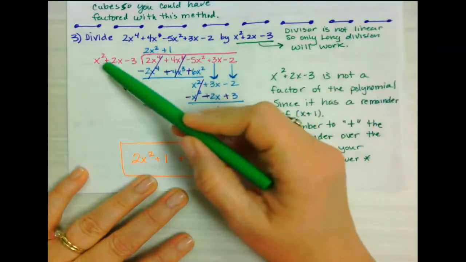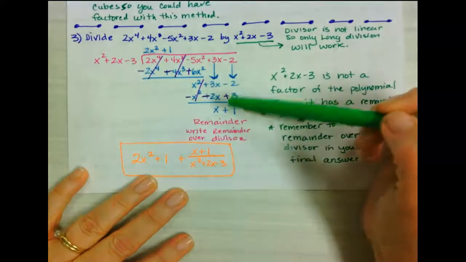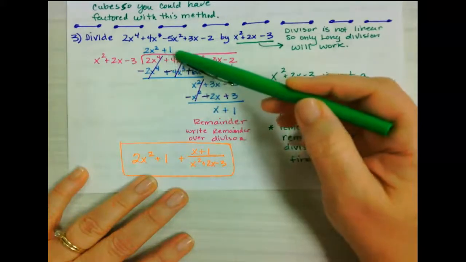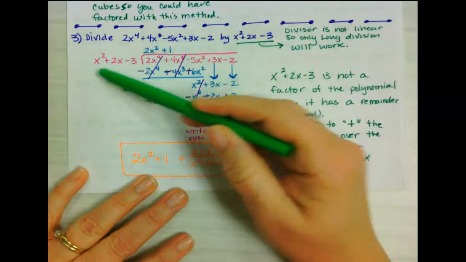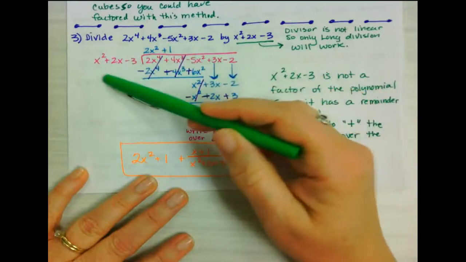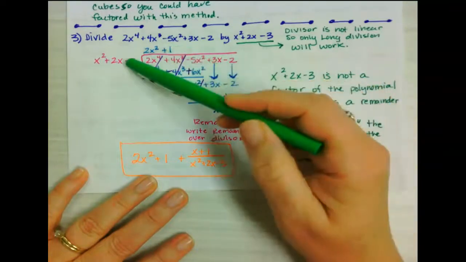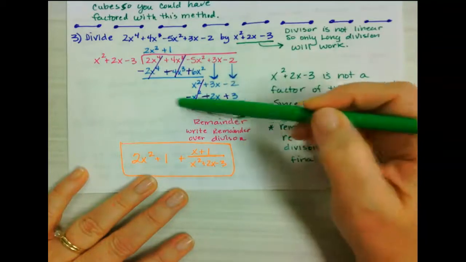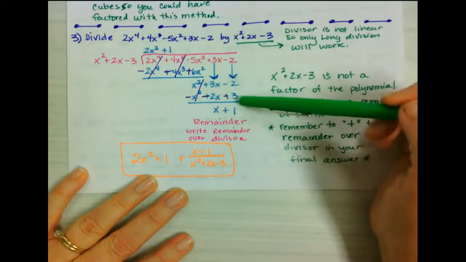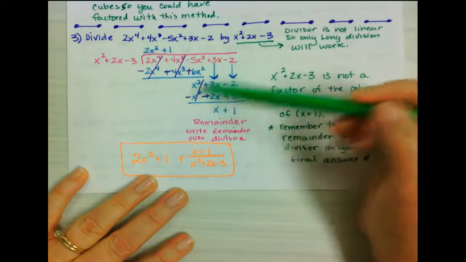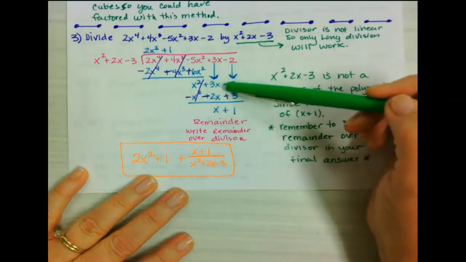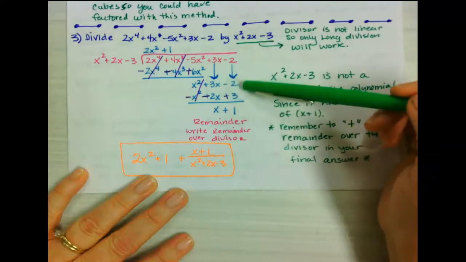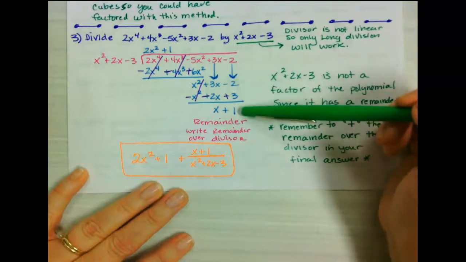So what times x squared gives me x squared? And it has to be a 1. So then remember, you multiply through by all three things. 1 times x squared gives me x squared. 1 times 2x gives me 2x. 1 times 3 gives me 3. Subtracting the whole line changes all the signs, and this is going to eliminate. So I'm left with a positive x from this, and I'm left with a positive 3 minus 2, so that's going to give me a 1 there.